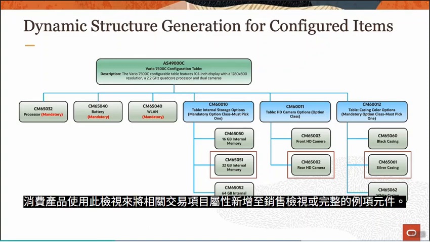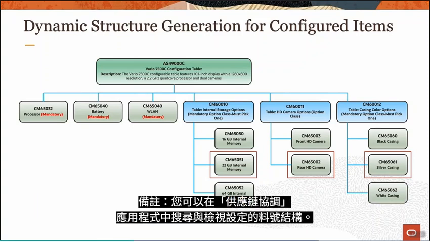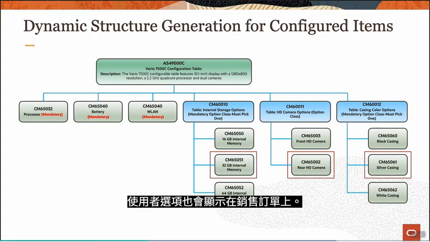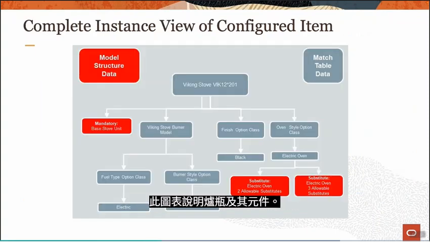And the transactional item attribute view. Consuming products use this view to add transactional item attributes to either the sales view or complete instance components. As a note, you can search for and view the configured item structure in the supply chain orchestration application. User choices are also visible on the sales order.